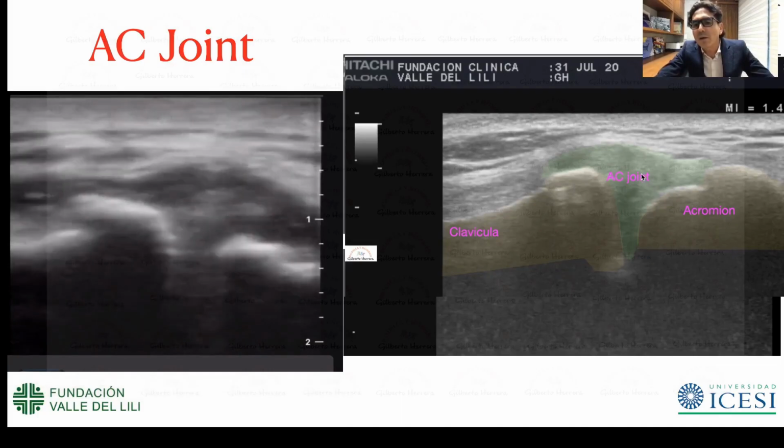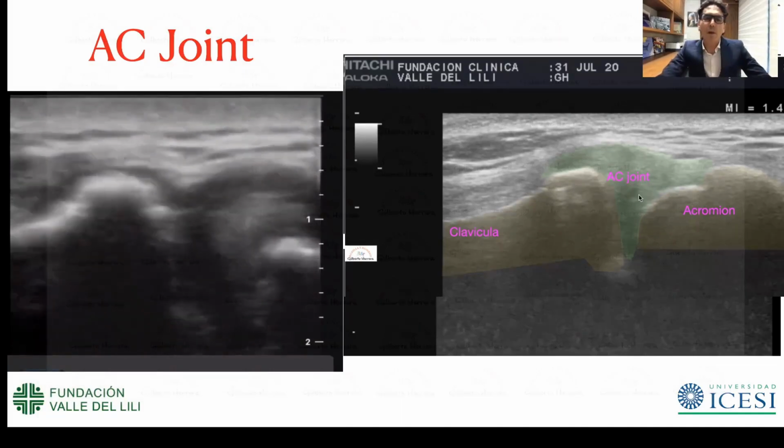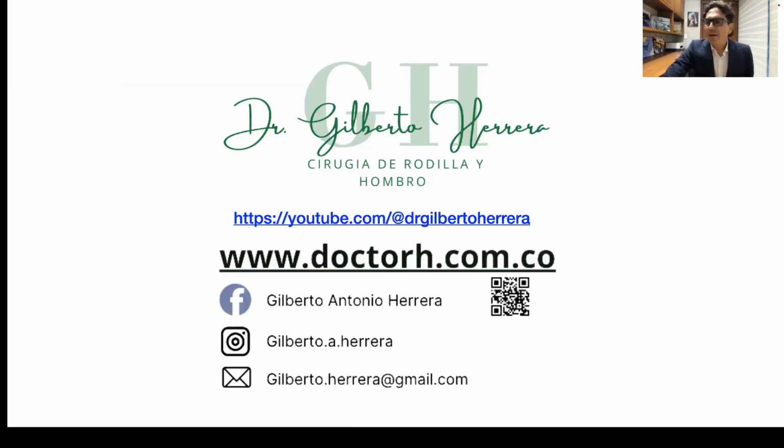Acromion, clavicle, and acromioclavicular joint. Remember it so that you can then continue with interventions and pathological diagnosis. That's all for now with the shoulder anatomy segment. We'll continue later in another segment.